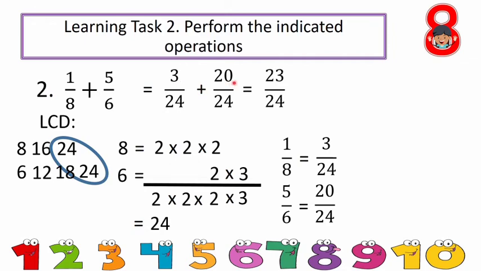So again, add the numerator. 3 plus 20 is equal to 23. Then copy the LCD, which is 24. So we have 23 over 24. And it is already in its lowest term. So 23 over 24 is the answer for our example number 2.